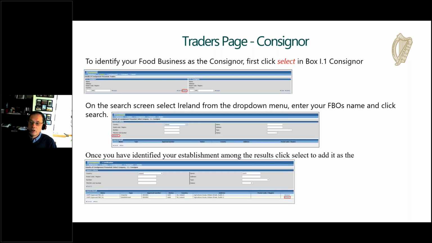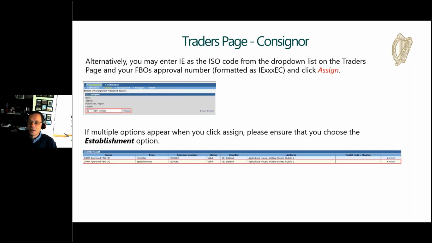Alternatively, you may enter IE as the ISO code from the drop-down list on the traders page, and your FBO approval number formatted as IE, 3 digits, EC, and click Select. For example, IE 123 EC, and click Assign. If multiple options appear when you click Assign, please ensure that you choose the establishment option. Do not choose the importer or anything else. Choose the establishment option.